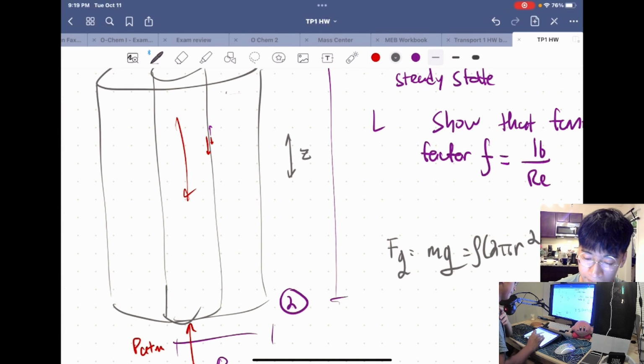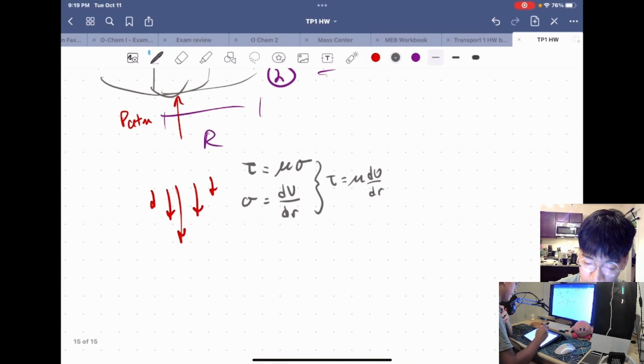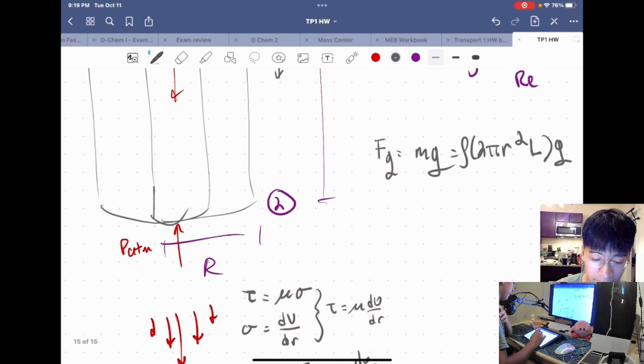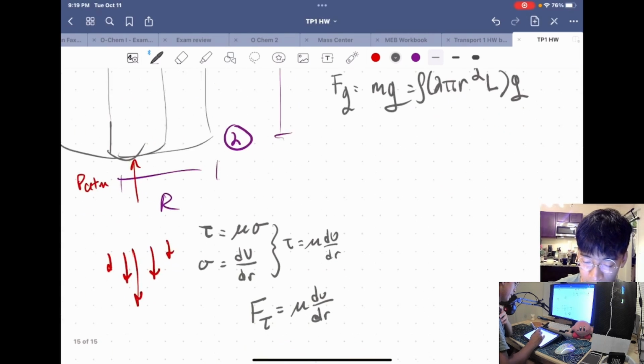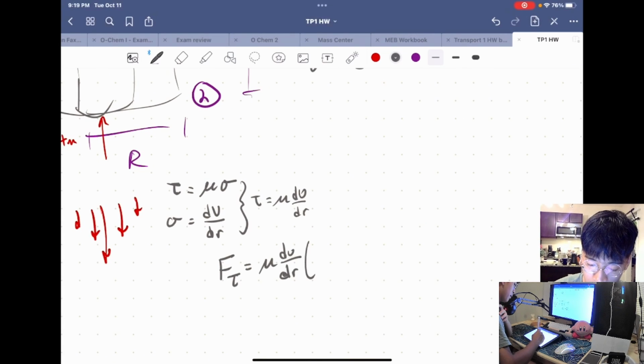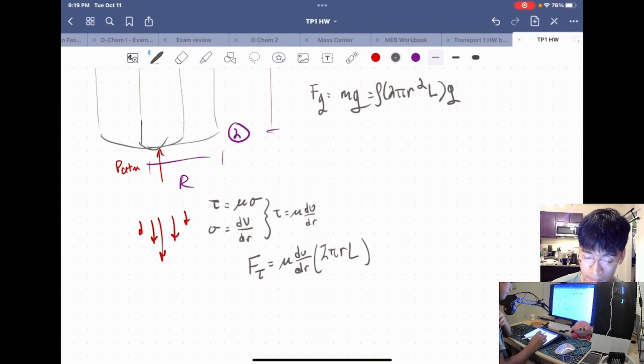In other words, we say that the shear force is equal to mu dv dr multiplied by the surface area of the cylinder, minus the top and bottom, which is 2 pi r multiplied by L. Okay.